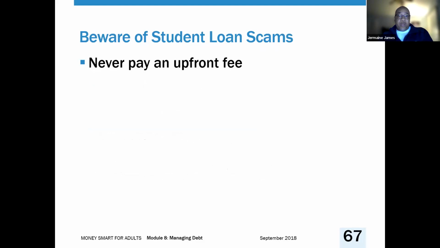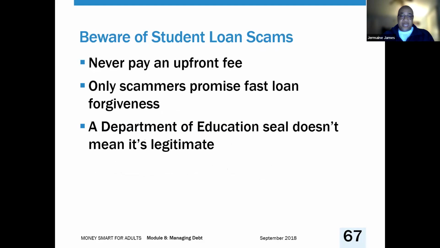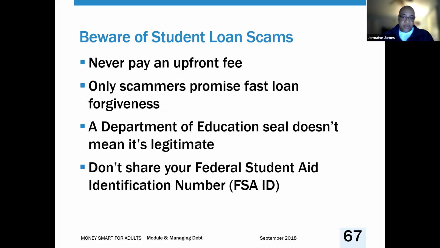One thing we want to do is beware of student loan scams. Never pay an upfront fee. As mentioned in a previous presentation, only scammers promise fast loan forgiveness. And a Department of Education seal doesn't mean it's legitimate. And last but not least, you never want to share your federal student aid identification number with anybody that's not reputable. They might send you a text message, they might send you an email, they might call you and want to go through all these different options. And hey, just to get you started, we'd be more than happy to accept a payment today of $135, and this will show good faith on your part. Always be careful of those calls and scammers.